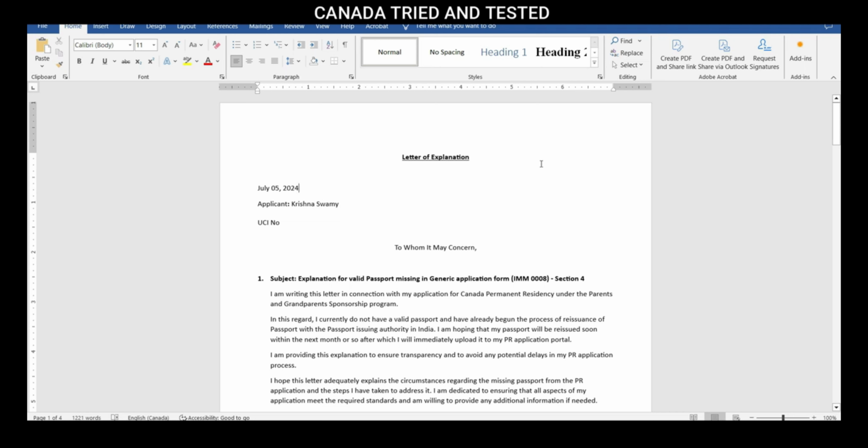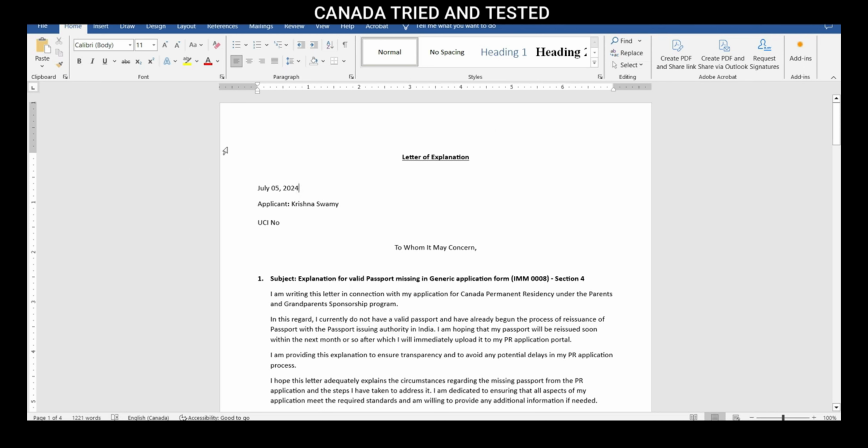This makes it clear what this document is, then the date when it is made, and the primary applicant's name. If it is the secondary applicant, write secondary applicant and then the name. And if a UCI number is there, I always make sure to make an entry. If the UCI number is not there and it is getting uploaded with the application, I just leave it blank. And then, to whom it may concern.